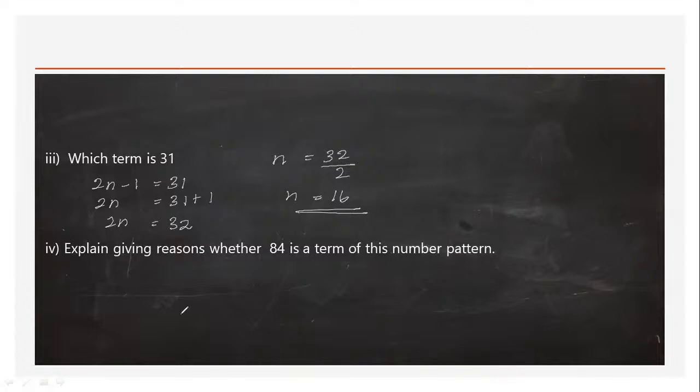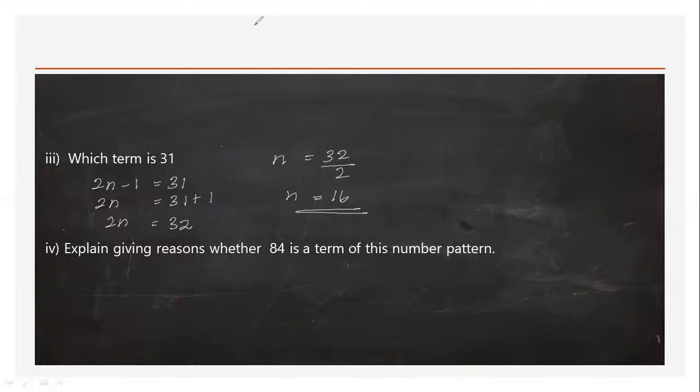Next question. Explain, giving reasons, whether 84 is a term of this number pattern. This is an odd number pattern, not an even number pattern. The last digit is even, so this can't be a number in this number pattern. Only odd numbers are found in this number pattern. 84 is an even number. Therefore, 84 cannot be a term in this number pattern.